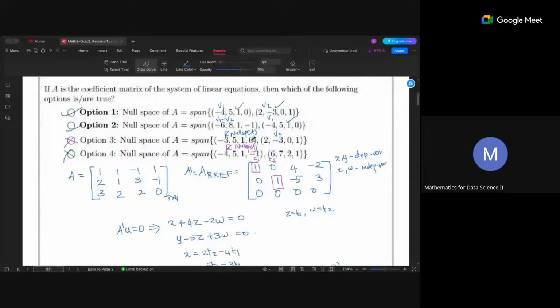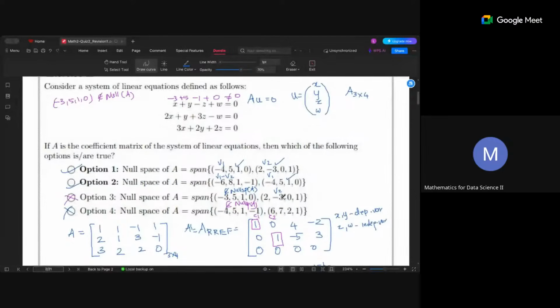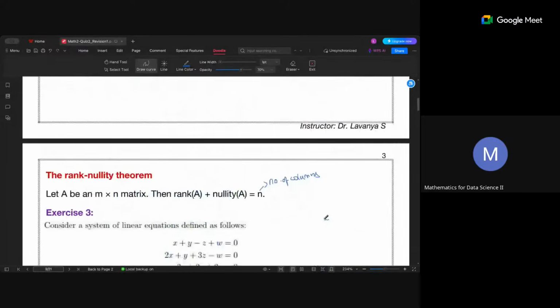But you have to look at the columns containing a pivot and not containing a pivot. It does not make sense to consider zero and non-zero columns. Okay, columns containing pivot and not containing pivot.